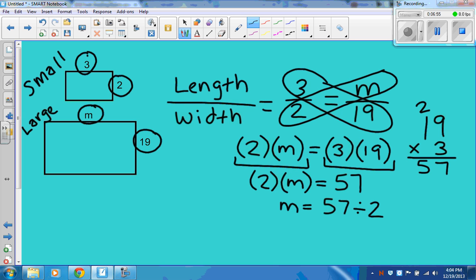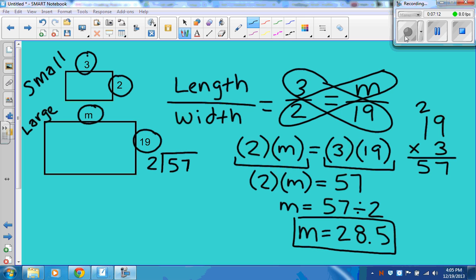And for all you smart cookies out there, you know that this is not going to go on evenly. We're going to have a decimal answer. So I'm going to let you pause the video right now and work this out on your paper. If you need to flip to the back, there's a whole back side of your paper that you can work this out on. Okay, so we should have gotten m equals 28.5, but let's see how we got that answer, because division is something we're always going to have to do.